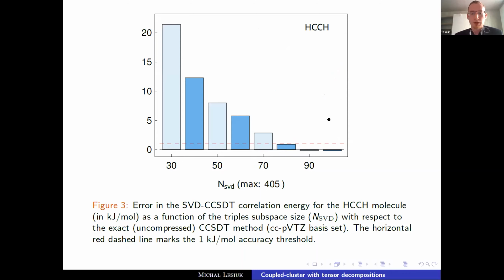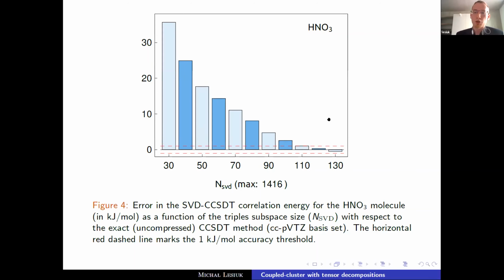You see on the horizontal axis the size of the SVD subspace that was used in SVD CCSDT calculations. And on the vertical axis, you see the error in the correlation energy in kilojoule per mole. And this horizontal red line is 1 kilojoule per mole. So as you can see, the error of the method decreases quite quickly with the size of the SVD subspace. This is for the HCCH molecule with triple zeta basis set.